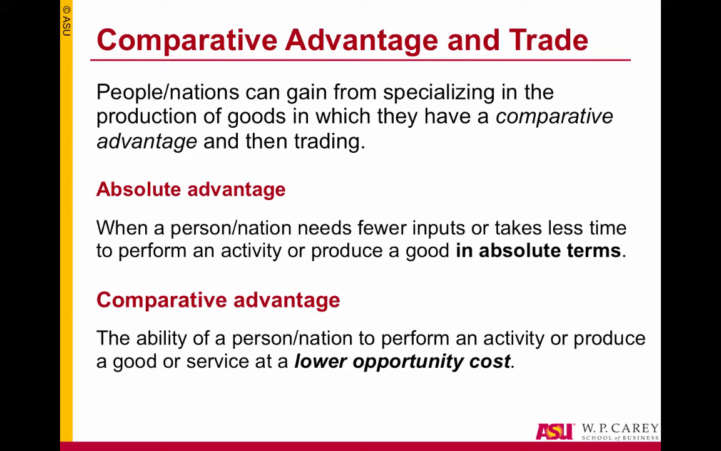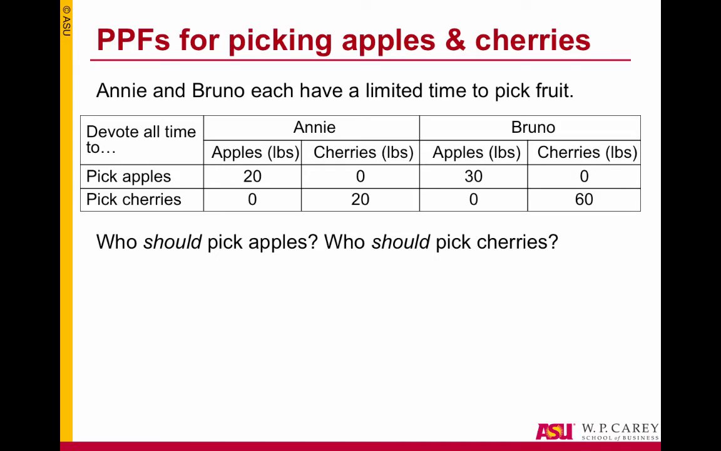As it turns out, this difference between absolute and relative comparisons will be key to our understanding of how individuals should go about sharing chores or choosing jobs, or how countries should specialize in production and trade. Let's see an example. Here I'm talking about Annie and Bruno, two people, but we could generalize our analysis to countries. Just think of country A and country B, or Australia and Belgium if you want.